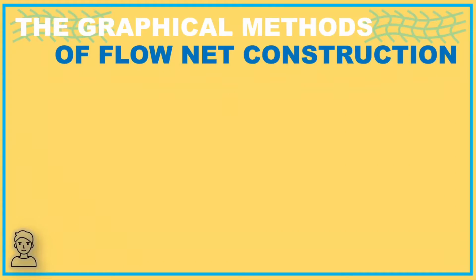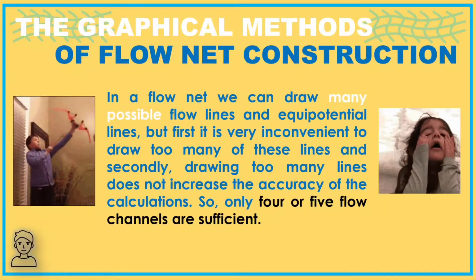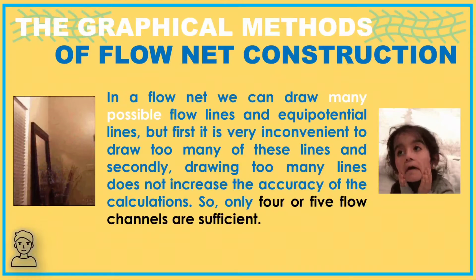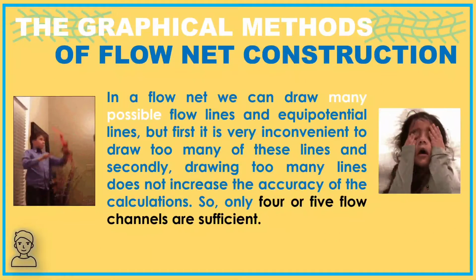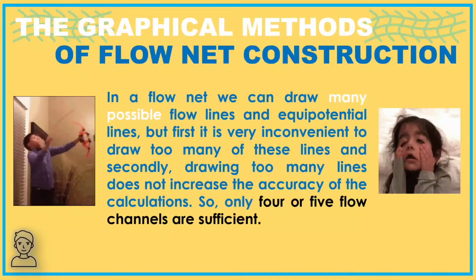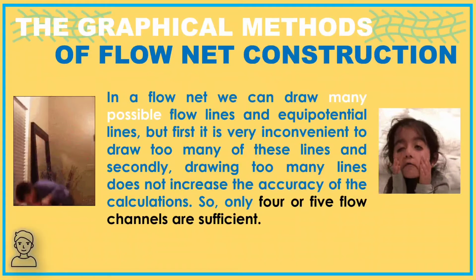We should remember that in a flow net, we can draw many possible flow lines and equipotential lines. However, it is very inconvenient to draw too many of these lines, and secondly, drawing too many lines does not increase the accuracy of the calculations, so only 4 or 5 flow channels are sufficient.